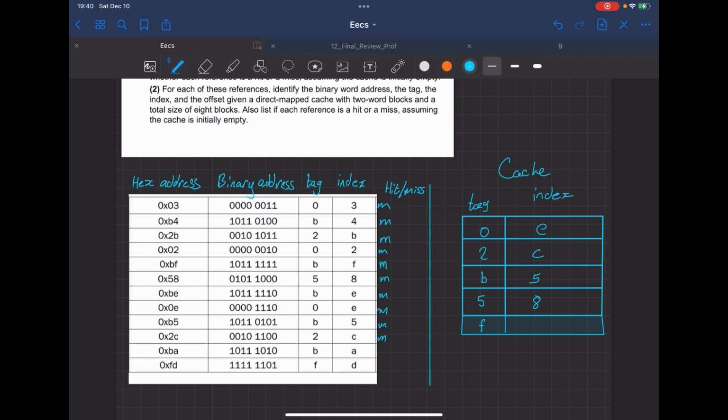Okay, now A. What happens for the tag B? Again, it doesn't match, so we're going to erase the previous one, and the index is A, so we're going to write that there. And we'll simply write it as a miss again. And finally, F. Nothing was there, so it's again a miss, and we'll just write it there.